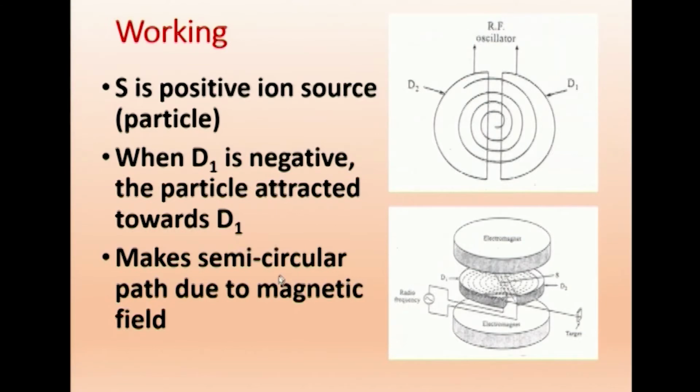So it makes a semicircular path due to the magnetic field. Why do we say semicircular? Because this D is only semicircular. The two Ds together make a full circle. So this D makes a semicircle.